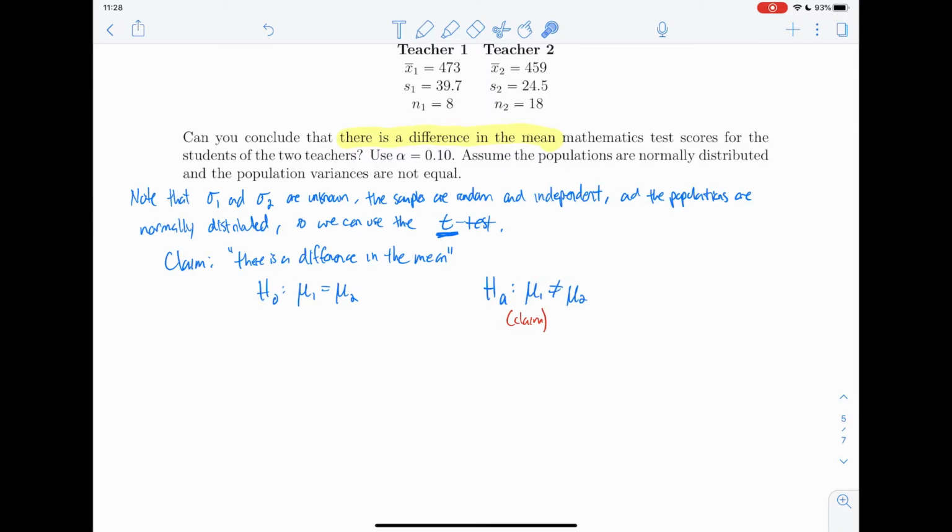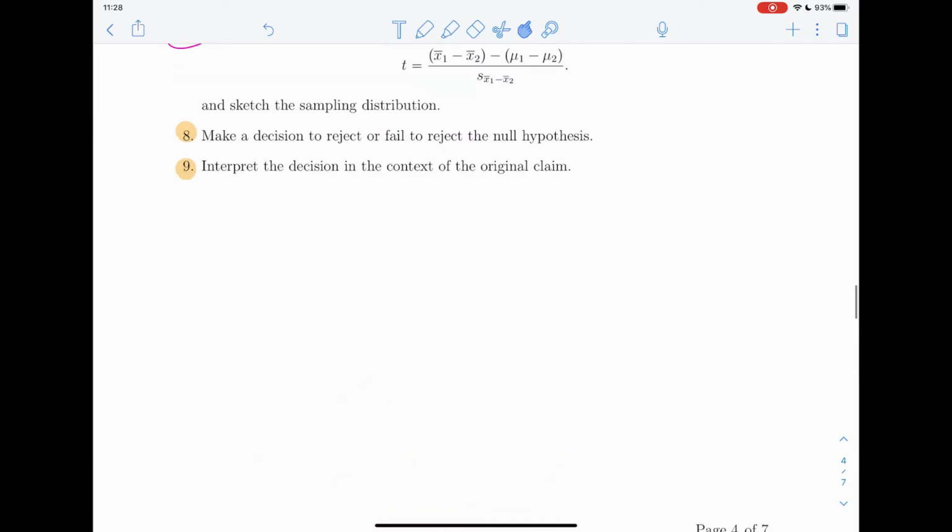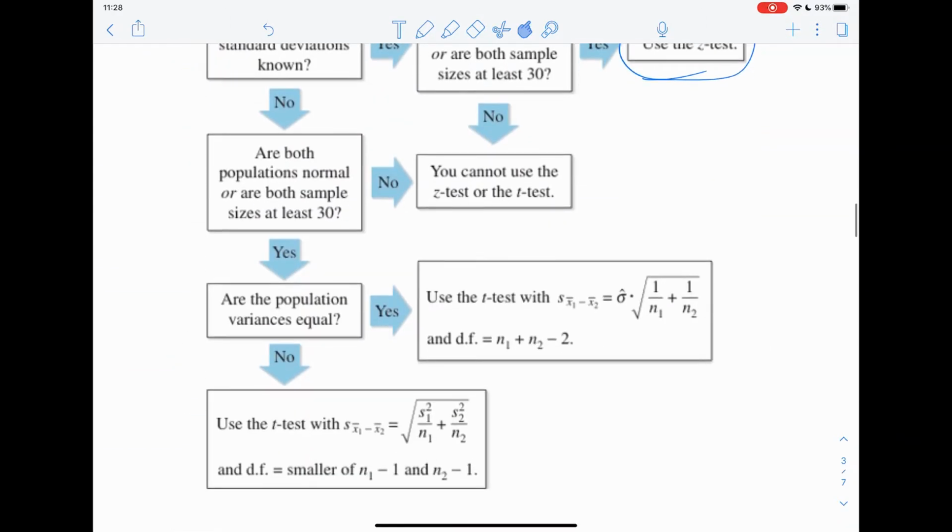We're going to observe that the assumption is that the population variances are not equal. So we're going to say, since the population variances are not equal, we might remind ourselves real quick what setting that puts us in. The population variance is not being equal. We'll come back up here. Are the population variances equal? The answer here was no.